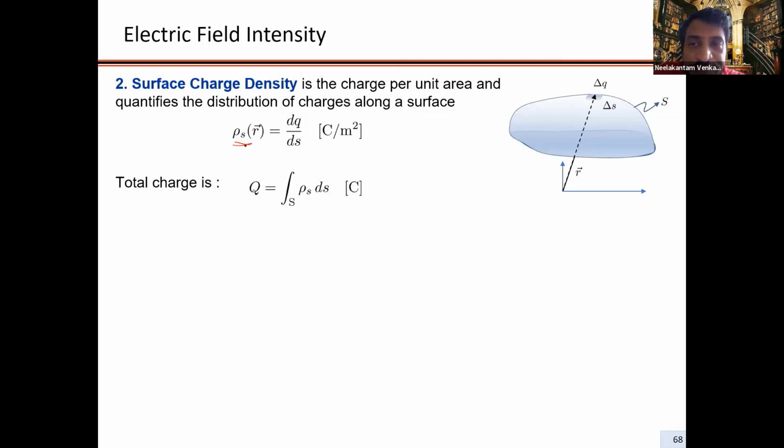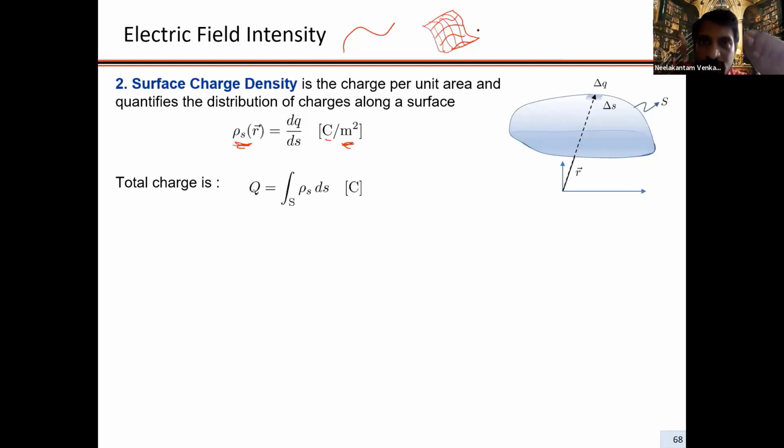You got your surface charge density. Once you go to 2D, that means this is going to be Coulomb per meter square. We did the line, right? So you just want to do now a surface. Let's imagine a surface, yeah?